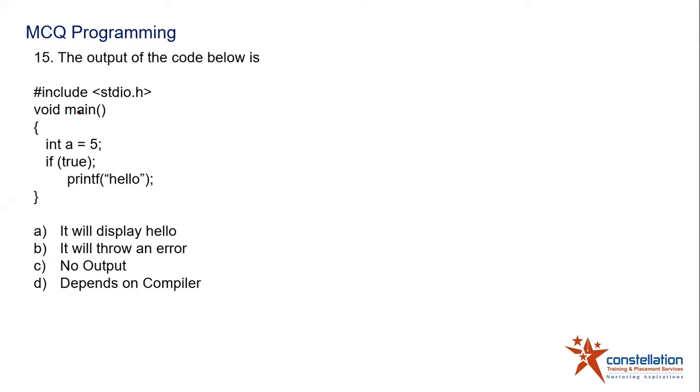So the output of the below code: #include <stdio.h>, void main, int a = 5, if (true); there is a semicolon over here. Now again, some people feel like it will throw an error, or that there will be no output. It will display hello. Before I answer it, I'll write the code for you so that you can see the output.